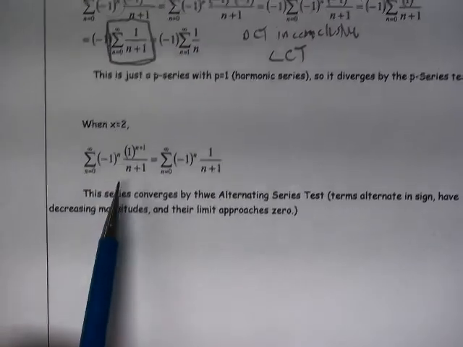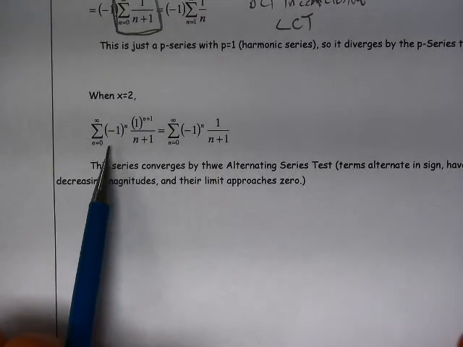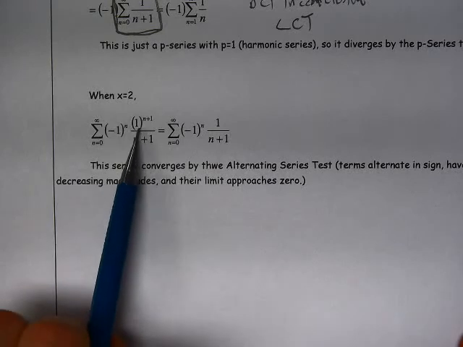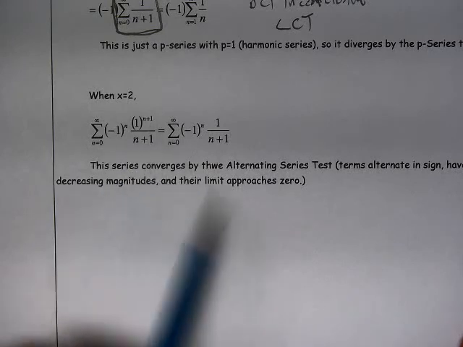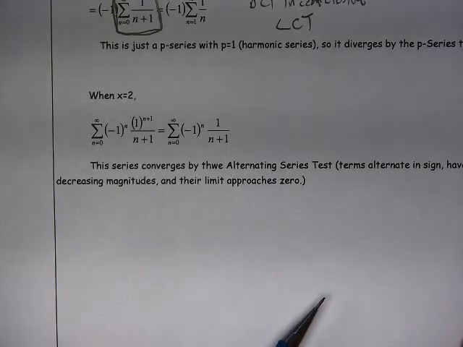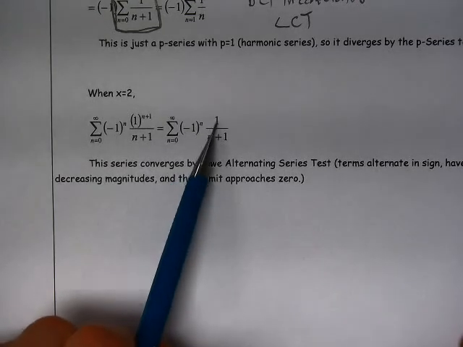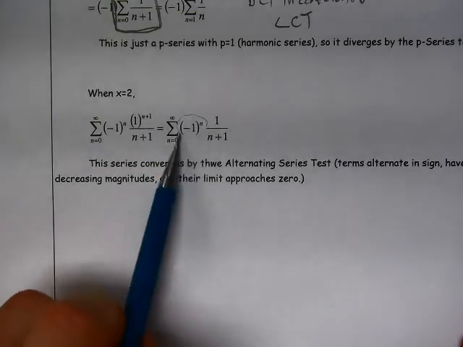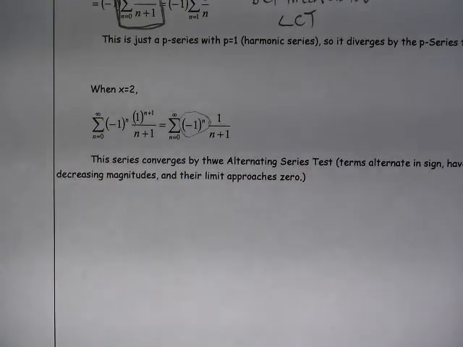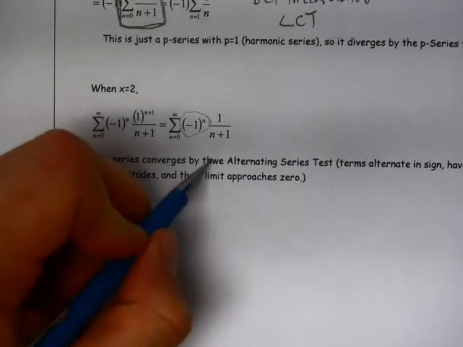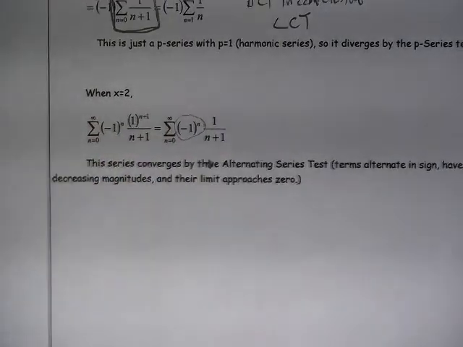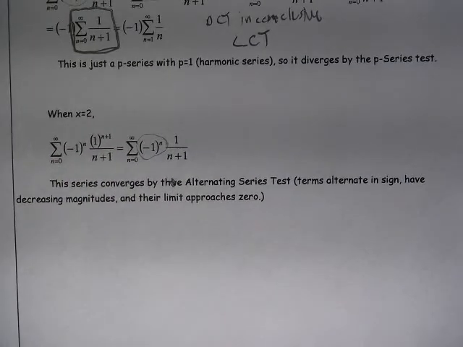So when x equals 2, though, we get negative 1 to the n times 1 to the n plus 1 over n plus 1. We can simplify that to negative 1 to the n times 1 over n plus 1. So now we're left with an alternating series. And this series converges, typo there, this series converges by the alternating series test. Our terms alternate in sign, and they have decreasing magnitudes whose limit approaches 0.